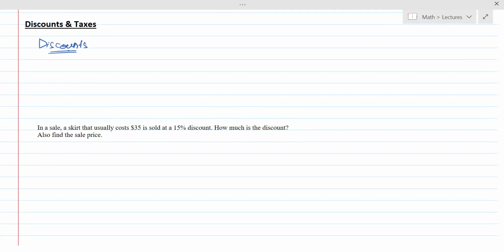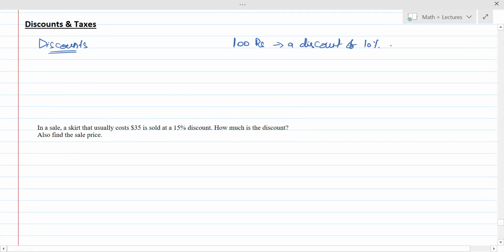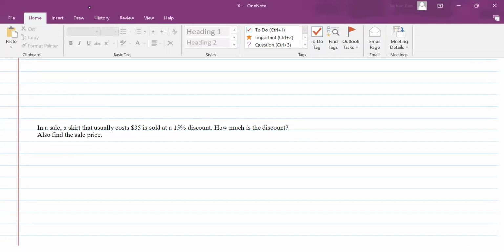So, for example, let's say during the season, the offered price was 100 rupees. We have this shirt which costs 100 rupees. And then after the season, a discount of 10% is offered. You have to be very clear about a couple of terms here. This 100 rupees is the initial price for us.